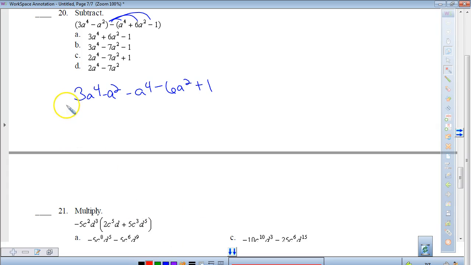And then our like terms here would be this 3a to the fourth minus a to the fourth gives us 2a to the fourth. Negative a squared minus another 6a squared would be minus 7a squared, and plus 1. That is option C.